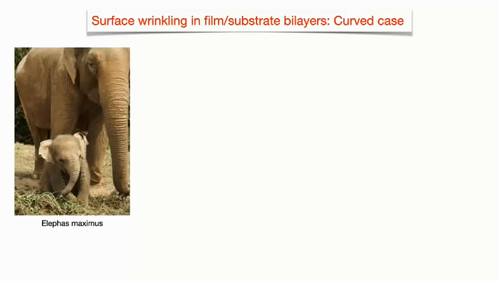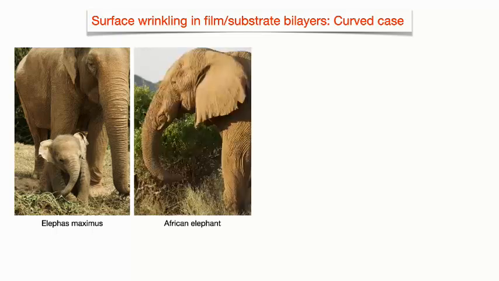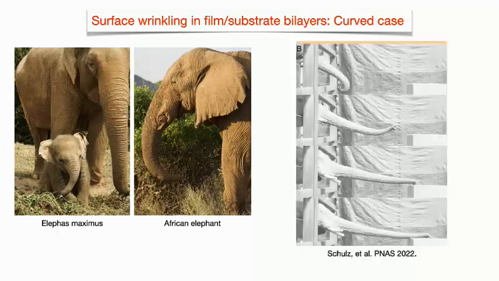the second is the curved case. Okay, when you look at the elephant trunks, this is an Asian elephant. This is an African elephant. You will find that there are many wrinkles around. The wrinkles are actually not only a result of the instability, but they also serve a function. For instance, it will allow the trunk to elongate 40% of its original length to achieve some functions.